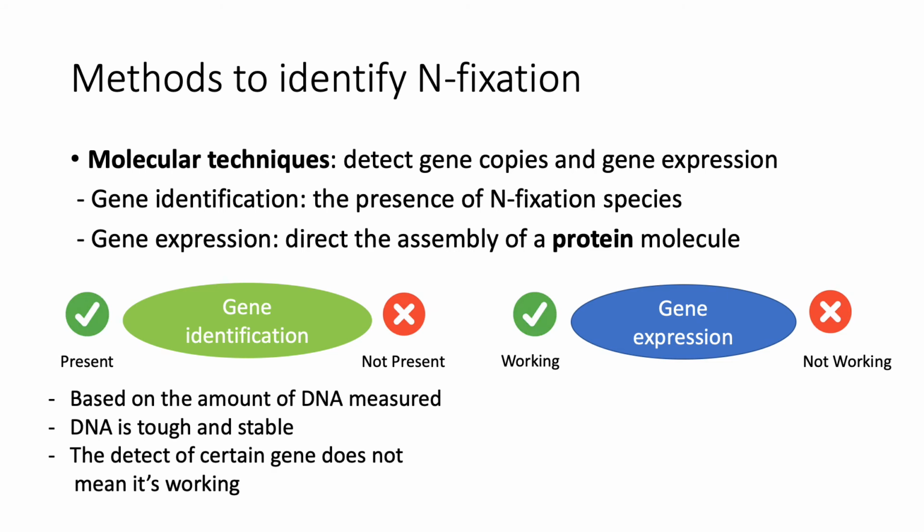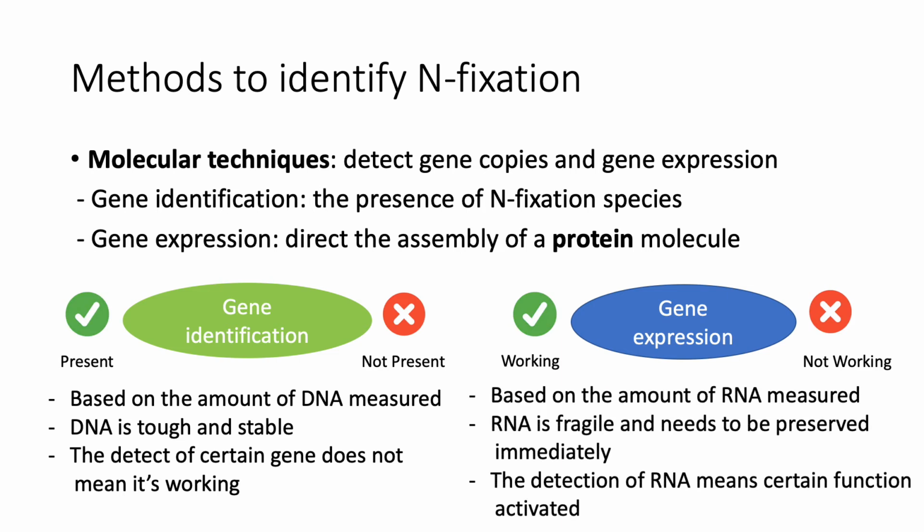So gene identification is based on the quantification of DNA molecules, and even if we detect the presence of species, we can't see whether the function is activated or working. However, with the detection of RNA molecules, we can be sure that a certain function is working and it's transcribed to protein right now. But the thing is, RNA is more fragile, and the samples really need to be preserved as soon as possible.